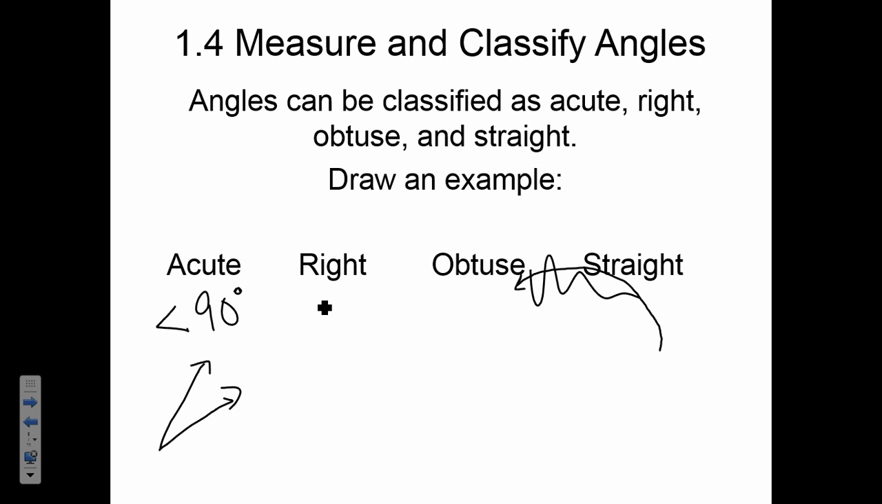A right angle, you're going to see that little box in the corner to show you that it is 90. That's the symbol that we use to show that it's 90 degrees. So a right angle is going to be equal to 90 degrees.